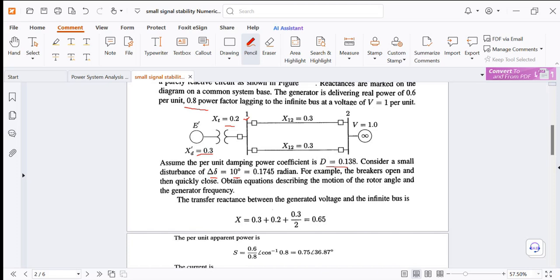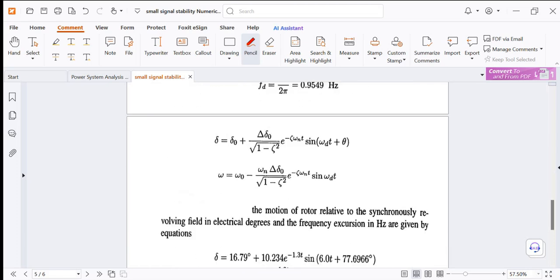So due to this fault or disturbance, we now have to write down the equations which define or explain the motion of the rotor and the generator frequency during this instant. I hope the statement is clear to you. These are the two things: the motion of the rotor angle and the generator frequency. So we have to obtain those equations. Which are these two equations? Basically, those explaining both of these items.